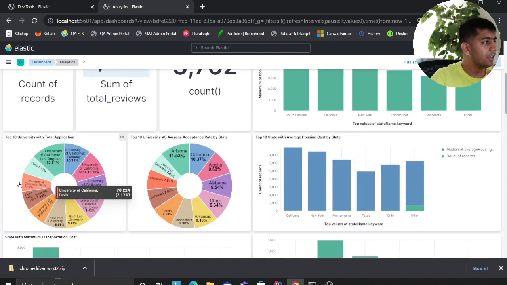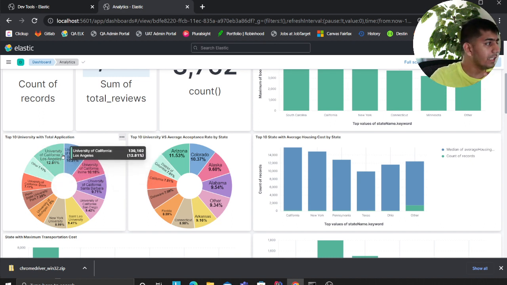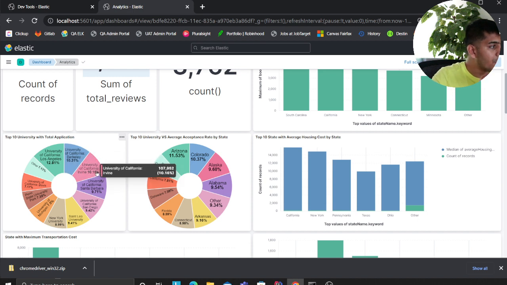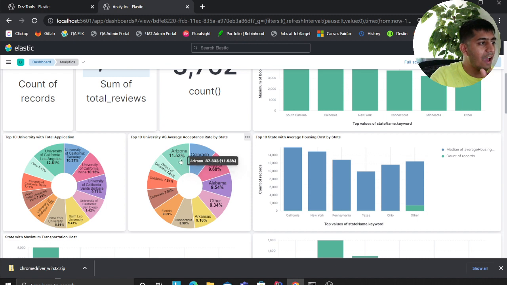Amazing insights, right? Top 10 universities by total applicants. These are the top 10 universities in the United States by applicants. UC Berkeley, around 10%, and the University of California, 10% of the number of applicants. Next, top 10 universities versus average acceptance rate. I wanted to see the average acceptance rate by state. Here you can see the highest acceptance rate is in Arizona and Colorado. That's where the maximum acceptance rate is.